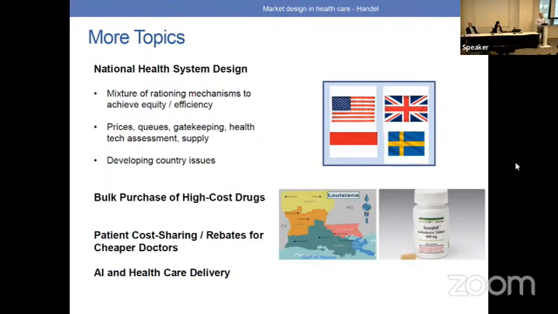And then there's also been recent developing country research that shows how those market design issues at the national level interact with development issues like bureaucratic constraints, limited bureaucratic capacity, and things like that. Okay. So I'm out of time.